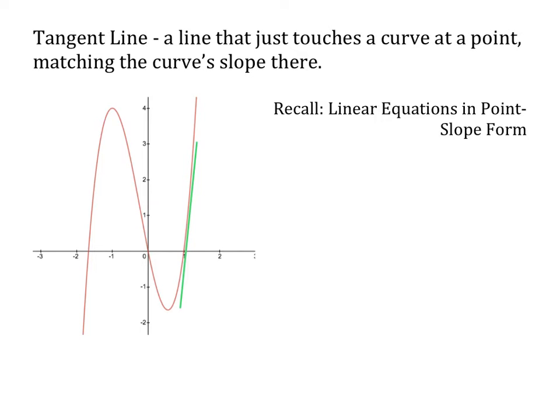So to do this, we're going to recall some of the linear equations from Algebra 1, more specifically the point-slope form. For the point-slope form, all you need to know is a point and a slope, right? So you need x1, y1 for your point. You also need to know the slope m. Okay, and then the point-slope form is y minus y1 is equal to m times x minus x1 within parentheses.